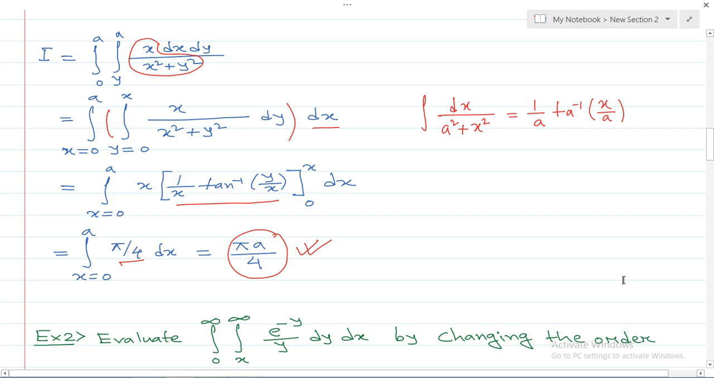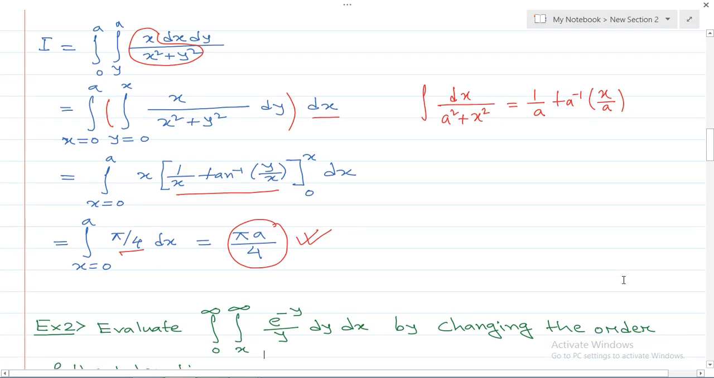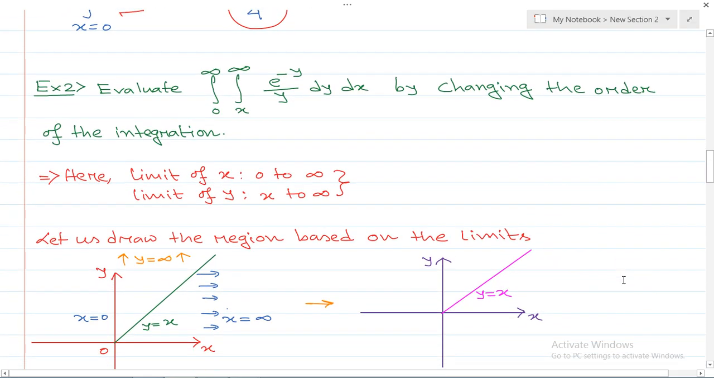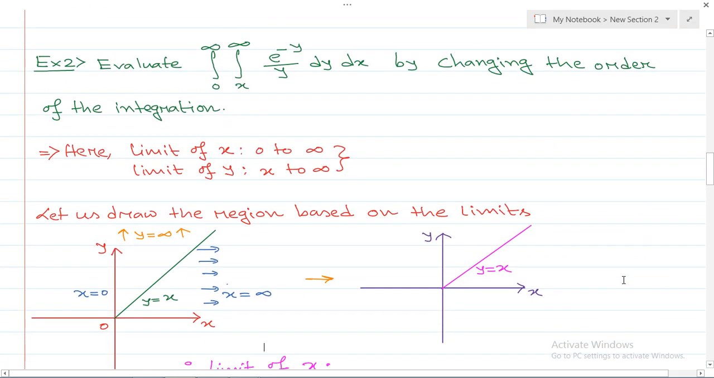Let us come to the next problem, to understand it more easily. A little bit complicated one. Now the limits of the integration given in this question are 0 to infinity, x to infinity, e power minus y divided by y dy dx. So you can see this is a very complicated integrand to solve with respect to y.